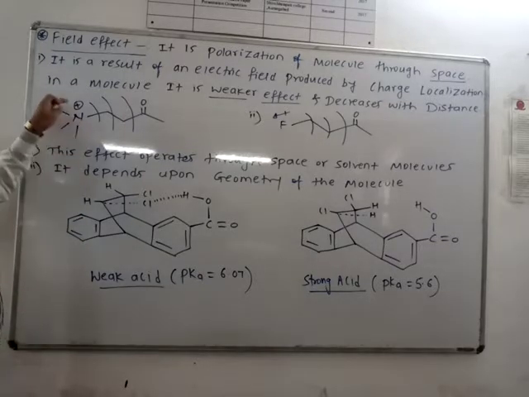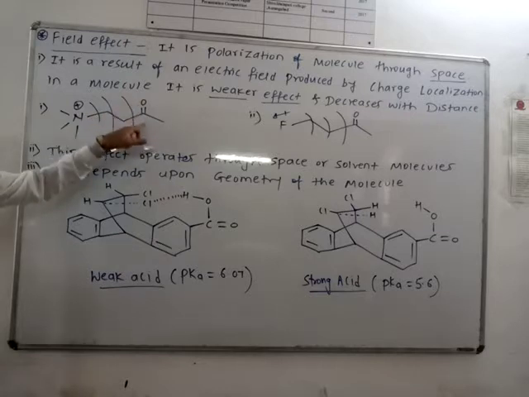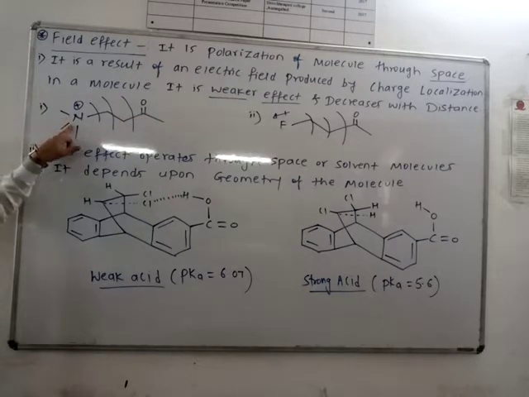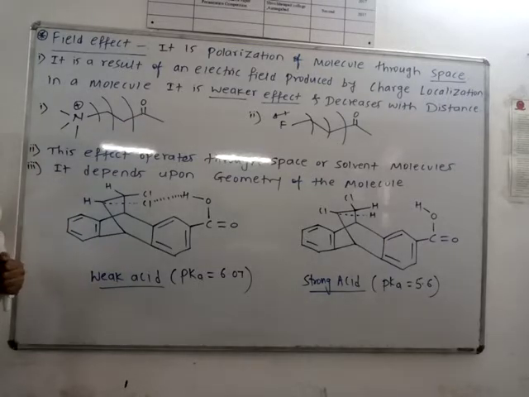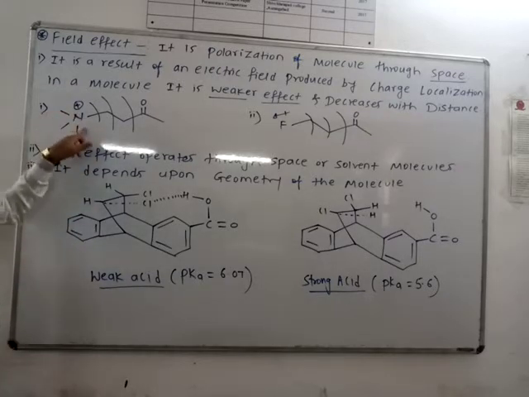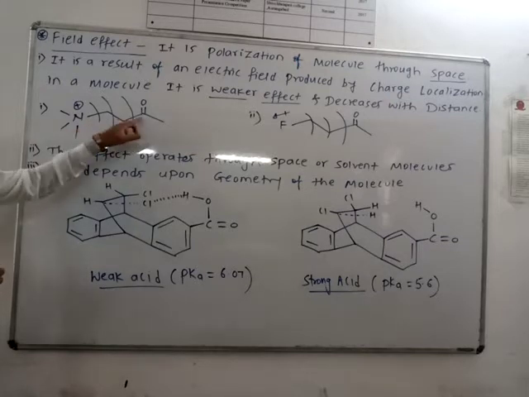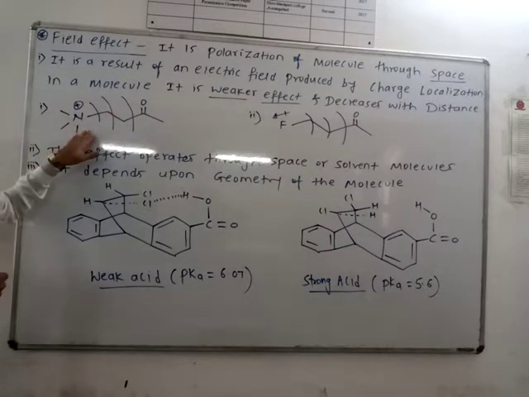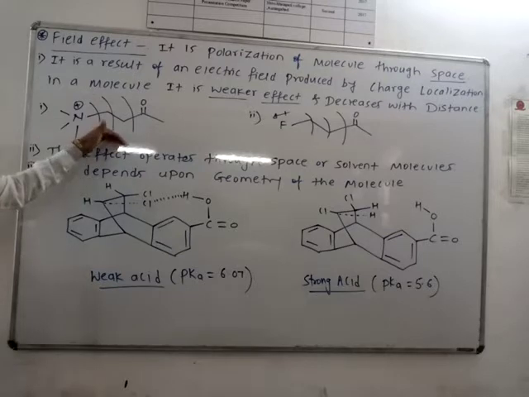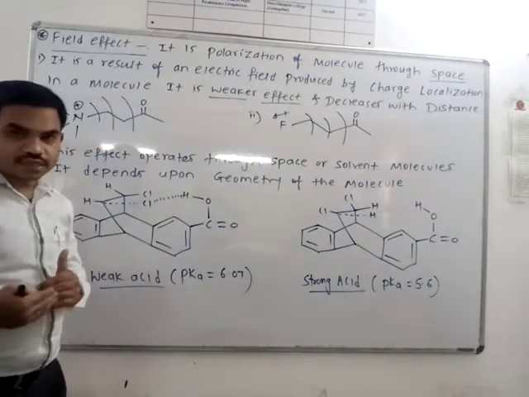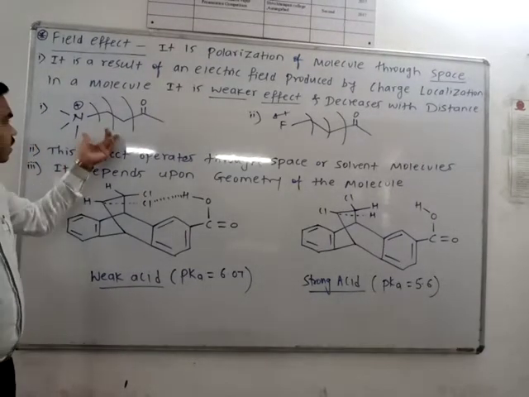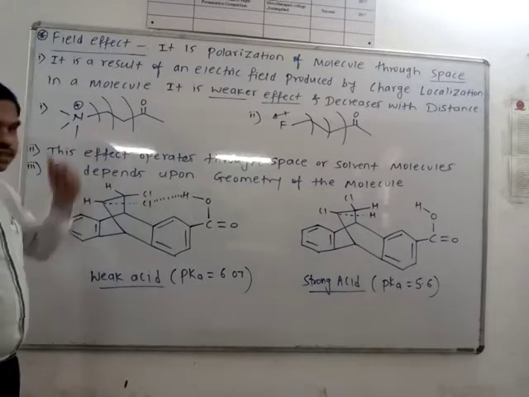Now first is nitrogen carrying positive charge, with CH2, CH2, CO, CH3. This is the carbonyl group, and this is the ammonium salt containing nitrogen having positive charge. Actually both the groups are strong electron withdrawing, they withdraw the electron towards themselves. But if you see here, this ammonium salt is more electron withdrawing than this carbonyl. So it withdraws the electron towards itself, and in this way polarization of the molecule occurs. In the molecule, polarization happens through space or by a solvent medium. Then this effect is known as field effect. Now this is the first example.